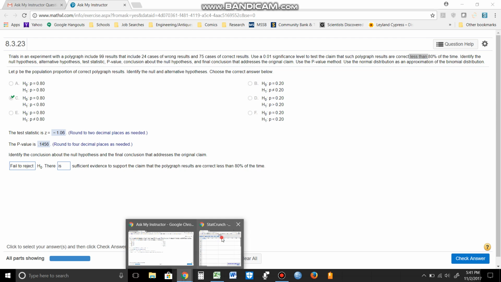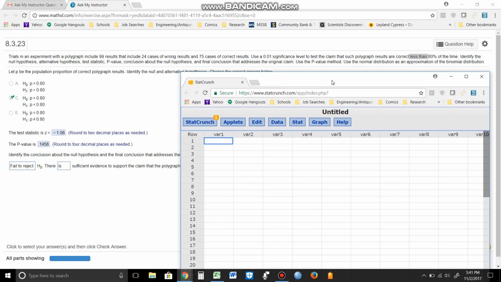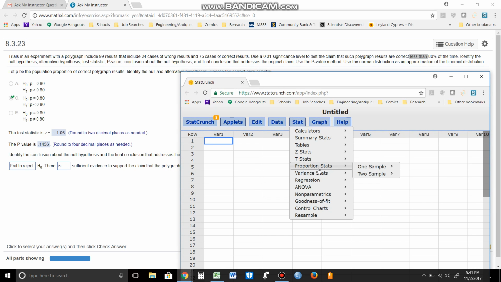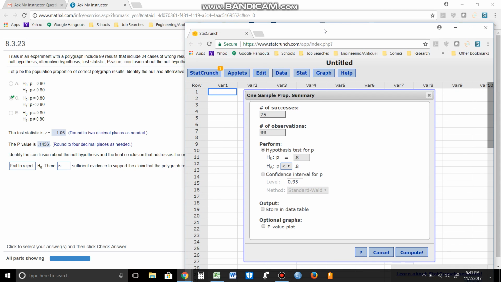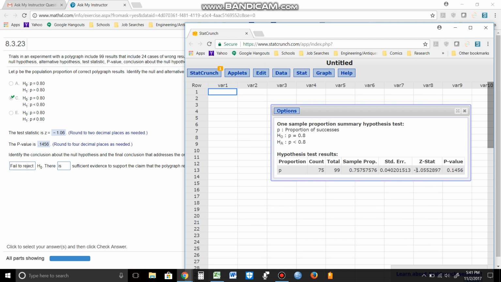So now let's hop over into StatCrunch. Here we are. Stat, proportion stat, one sample with summary. We had 75 successes out of 99 observations. 0.8 is our target, and we need to change this to less than because it is going to be a one-tail test. That is significant. That's going to change my outcome. And let's hit compute.